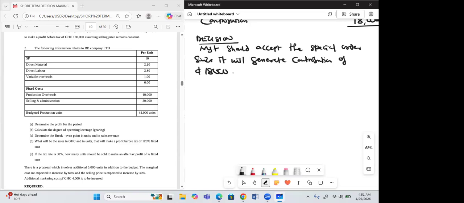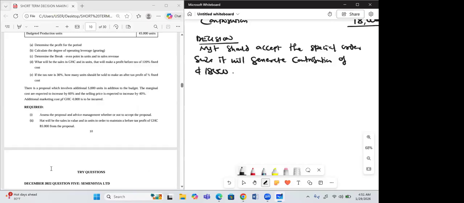Can you throw light on the solution more for me? They've said there is a proposal that involves an additional 5,000 units in addition to the budget. So somebody is giving you a contract to produce an additional 5,000 units, and they are asking you to assess the proposal and advise management whether or not to accept it. So this is a special order. What is the decision rule? You must compare the revenue from the order to the relevant cost, whether it will give contribution. Are you getting it? Yes, sir.